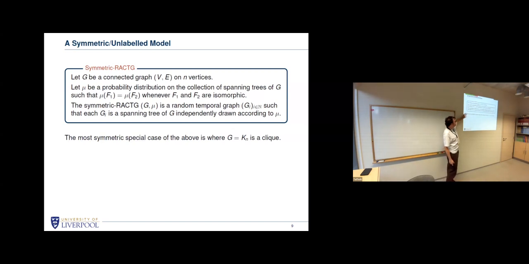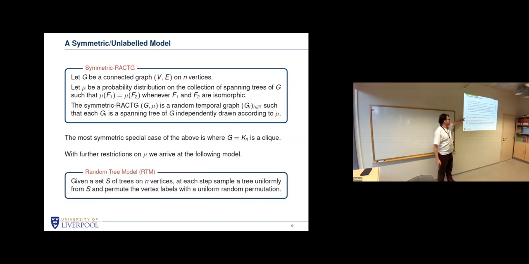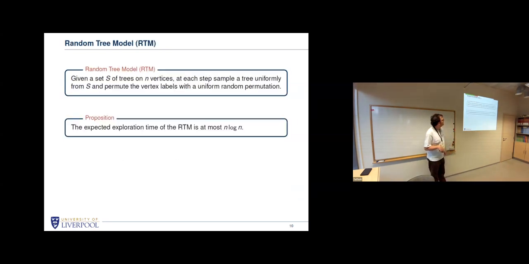And we're going to restrict it even further and say that there's a really symmetric case, which is where the underlying graph G is a clique, with further restrictions on mu that we don't actually need. Let's just jump to this model, which is kind of the random bag of trees model. So you have some set S of trees, and at each step, you just sample a tree uniformly from S, and then you permute the vertex labels using a random permutation. So what can we show for this model?